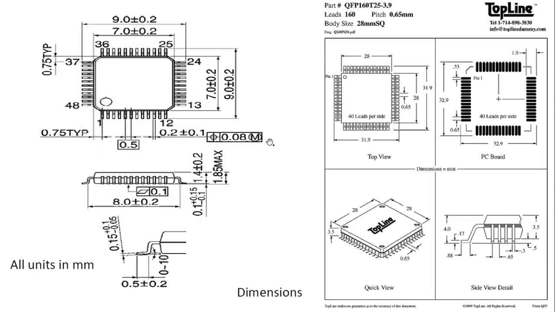Now let's talk about the dimensions of the component. Dimension details are usually mentioned in the datasheet. They are given in units of mils or mm. Most commonly they are given in millimeters. So every number you're seeing here is in millimeters.